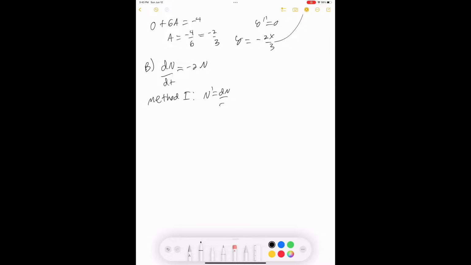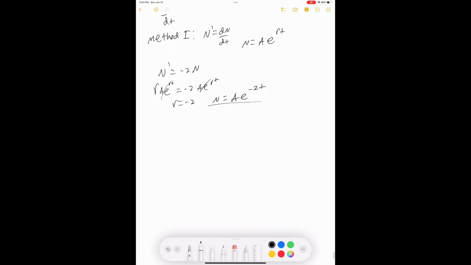So our first method is just assuming that n is a function of t, so dn over dt is equal to n prime. Once again, assume n is a e to the rt this time, because rx was more generic. Now clearly it's a function of t, so rt. Then n prime is going to be r times a e to the rt. -2n is -2 a e to the rt. Cancel out those a e to the rt's, you get r equals -2. So n is equal to a e to the -2t.